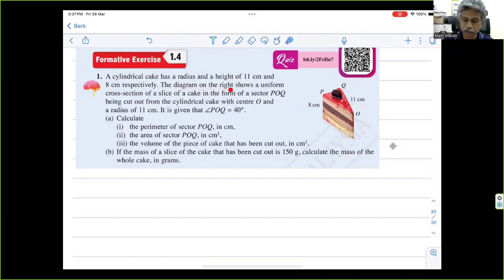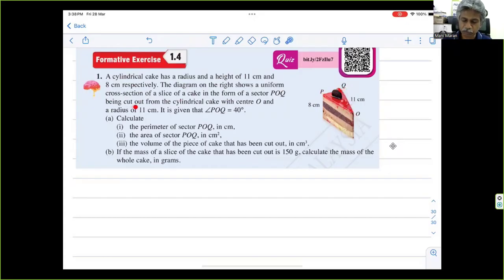The diagram on the right shows a uniform cross section of a slice of a cake in the form of a sector. So the cake has been cut out. I think you'll see this in shops and so on, this kind of cutting. So they have cut a sector of the cake. And then it forms a sector POQ. So you're told here that the sector is POQ.